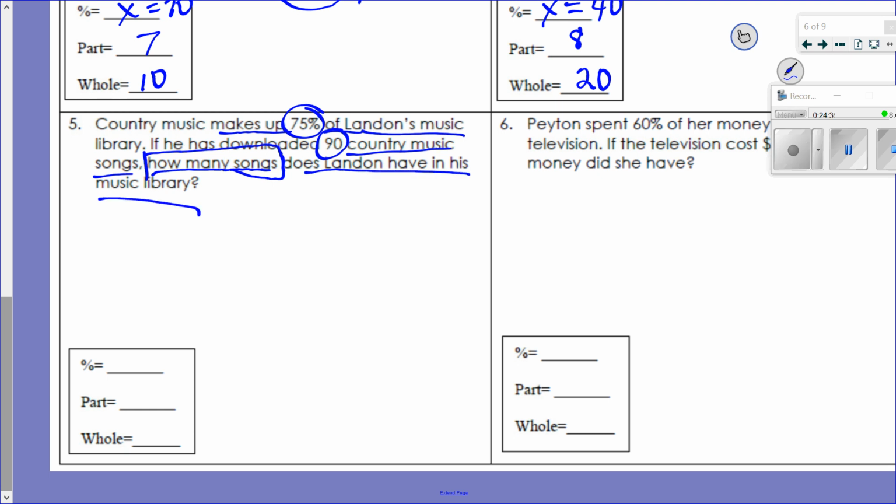Okay. So right now, what do we know? Talk to me. I'm sorry. I can't hear you, Ava. She has a real quiet voice. Say it again. 75 is my percent. We know that's over 100. And then what is my 90? Is it my part? How do I know?